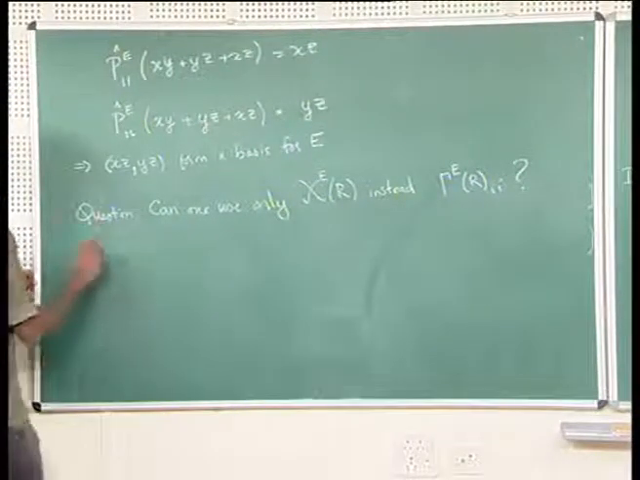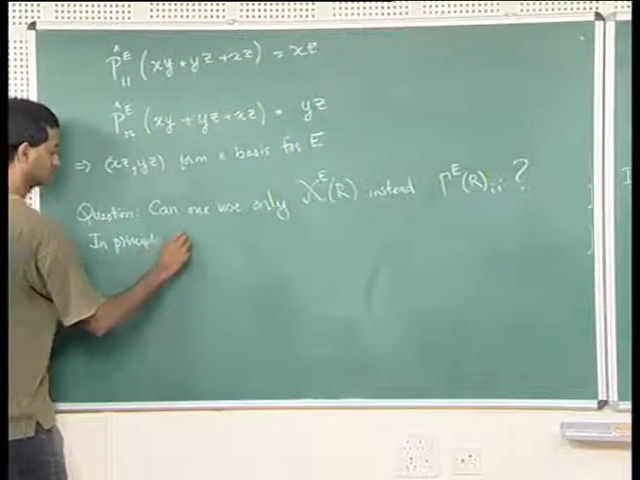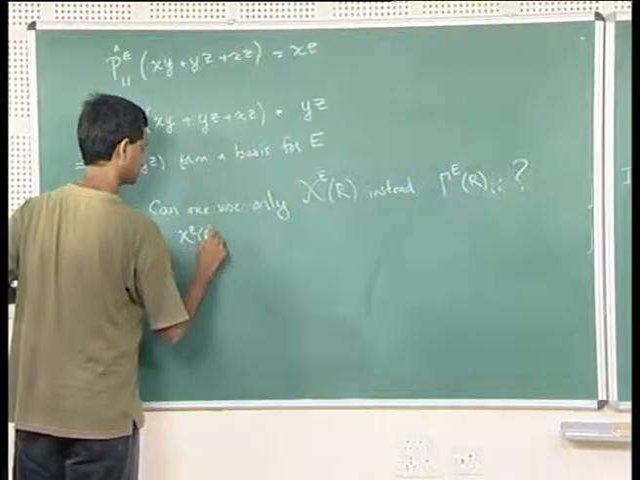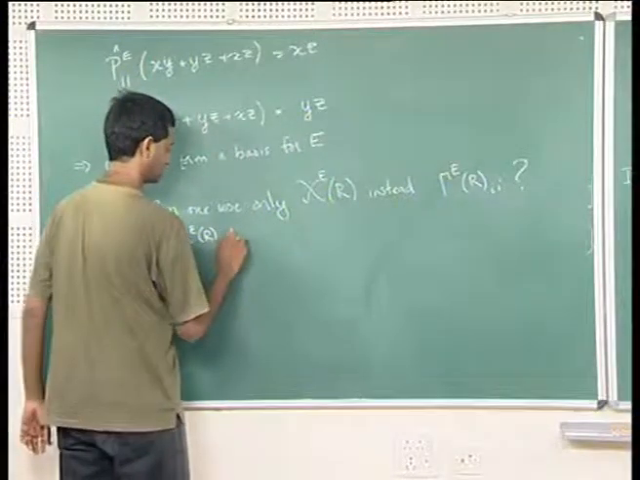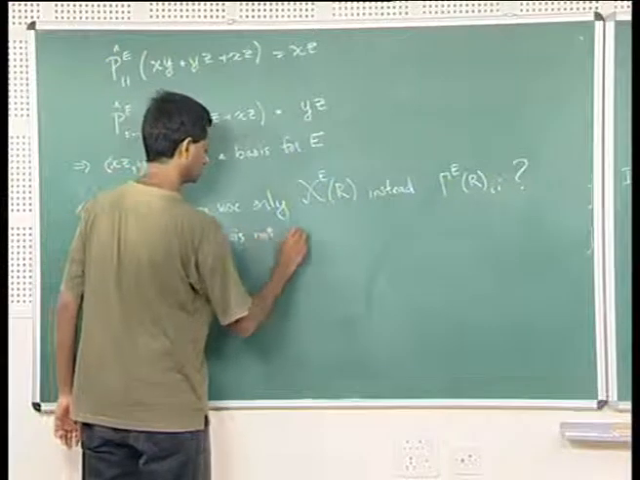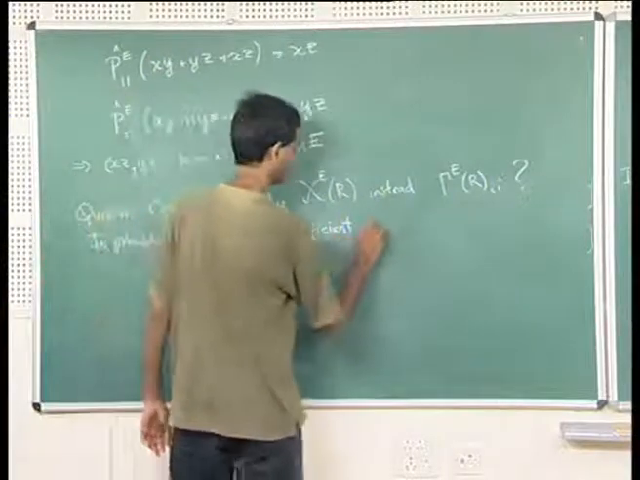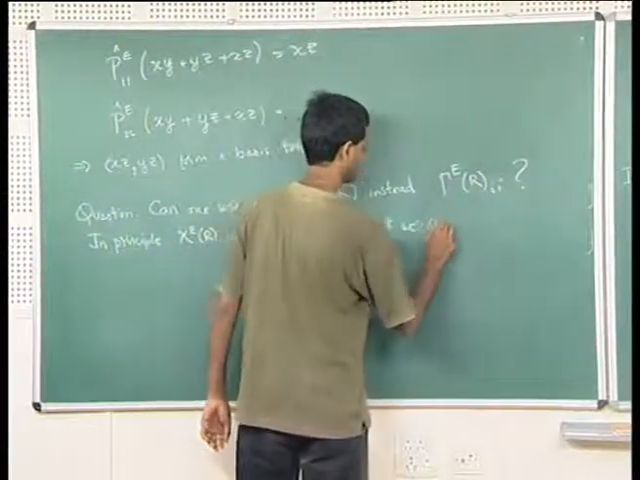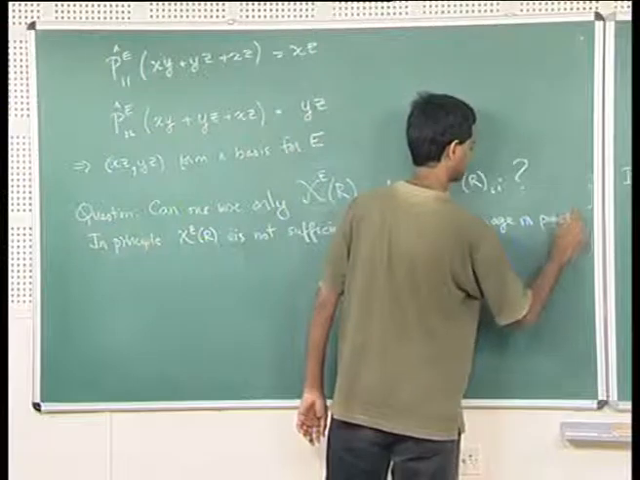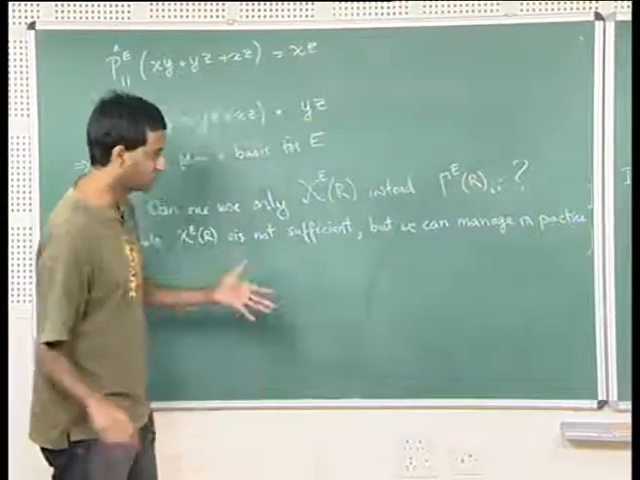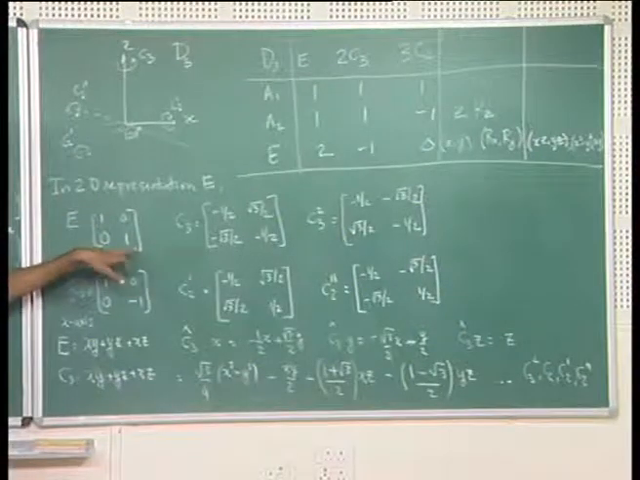So in principle, chi E of R, for two-dimensional and three-dimensional representations, is not sufficient. But we can manage in practice. What I mean is that formally, the trace contains much less information than the actual values of the matrix elements.